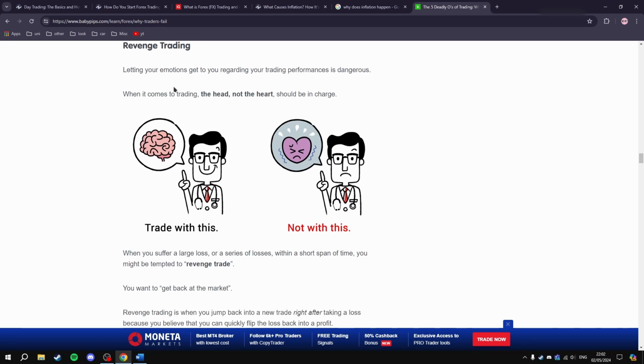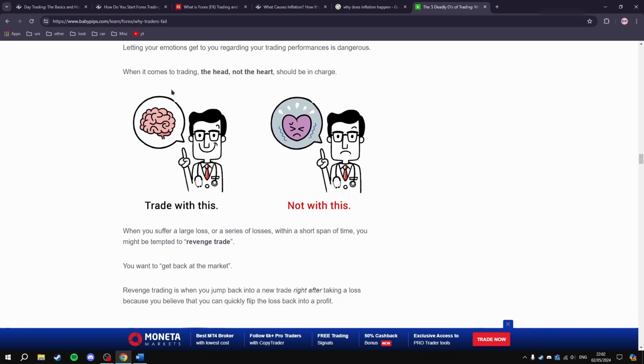Revenge trading. Letting your emotions get to you regarding your trading performance is dangerous. When it comes to trading, the head, not the heart, should be in charge.